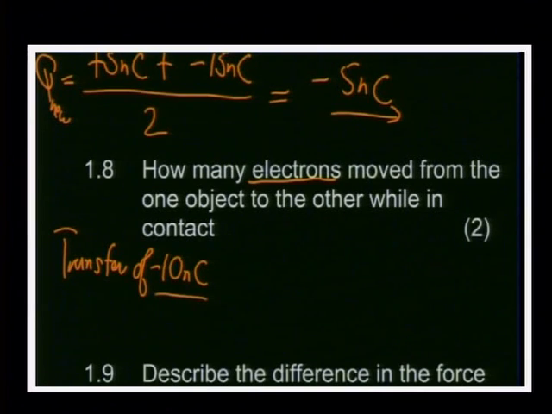How many electrons is that? Now, here's the interesting thing. We said conservation of charge is important. It comes from the fact that every atom has the same number of electrons as protons.